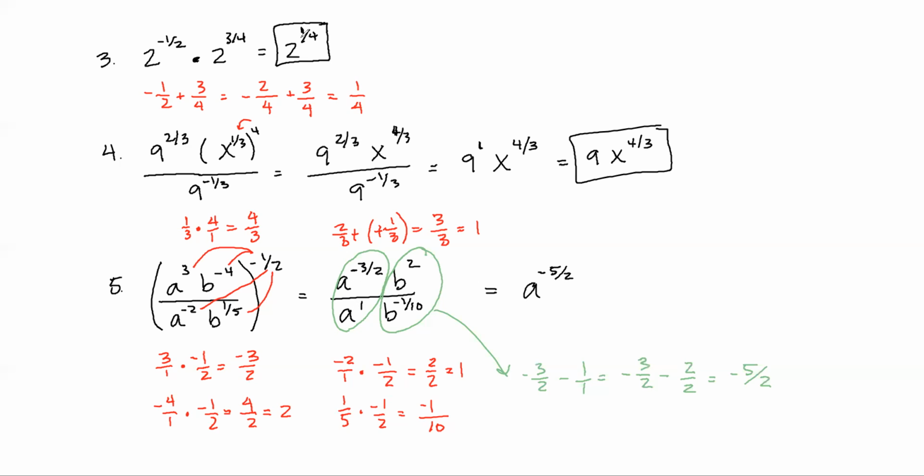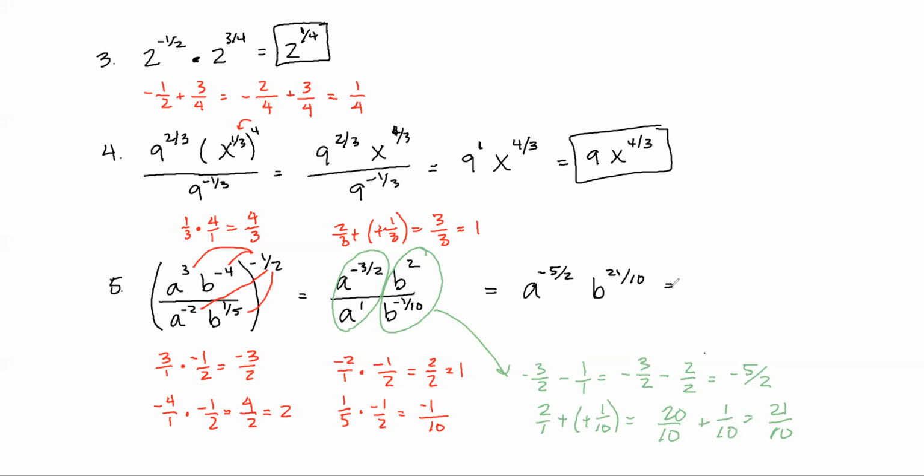And now for the B's, we're going to have 2 over 1 minus negative 1/10. So again, be careful with your negatives there. So we're subtracting a negative, so I'm going to make that a plus. Now let's get a common denominator of 10. So 2 times 10 is 20. So 20 tenths plus 1/10 is 21 tenths. And if we bring this back over here, we're going to have B to the 21 tenths.